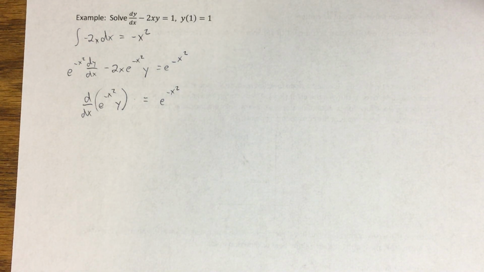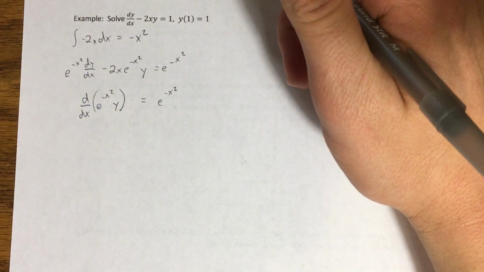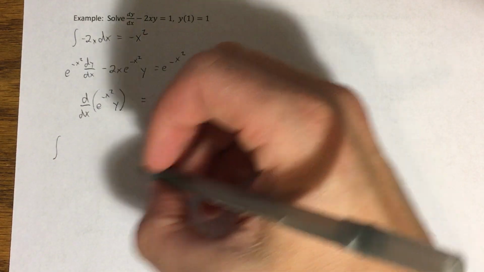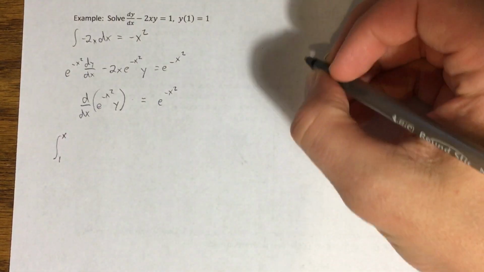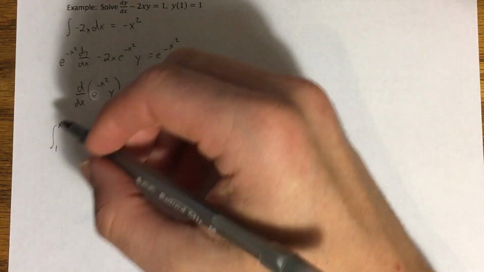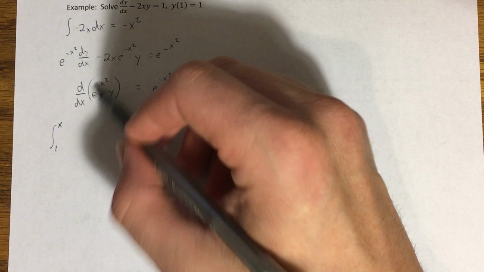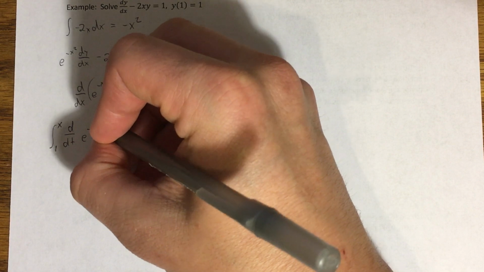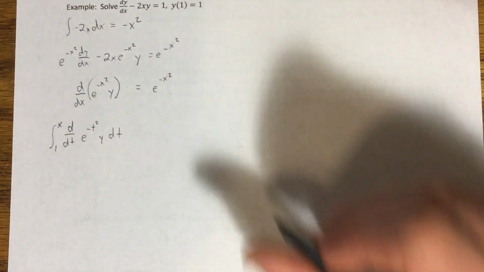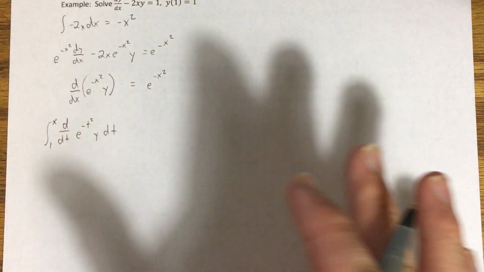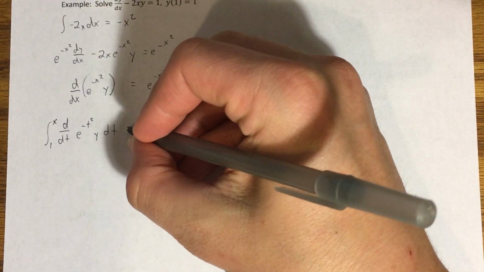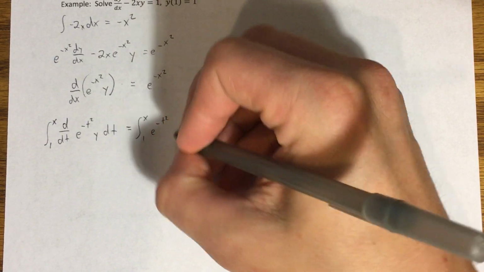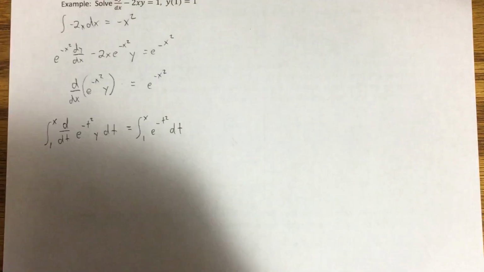We have done this before in the previous section, and what I'm going to do is integrate this left-hand side from 1 to x. Now, because I'm using an x in my upper limit of integration, I have to change the x's in this integrand into t's. I have to create a dummy variable: d/dt of e^(-t²) y dt. I made the mistake of not doing that in the previous section, and I don't want to make that mistake again. On this right-hand side, I'm doing the same thing: integral from 1 to x of e^(-t²) dt. Change the x into a t.